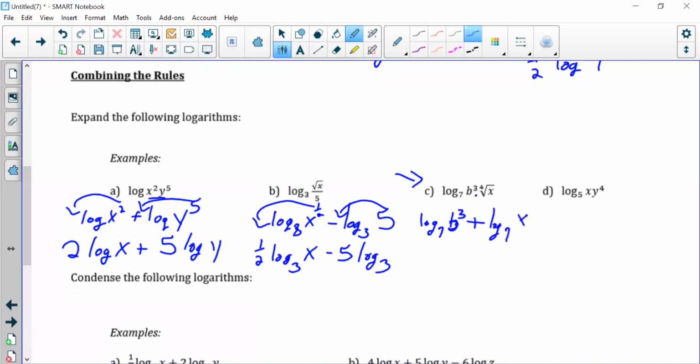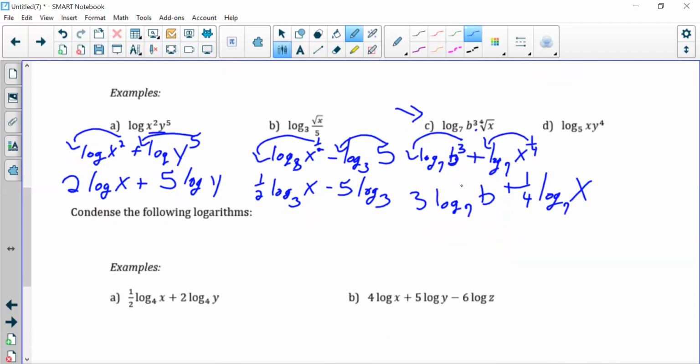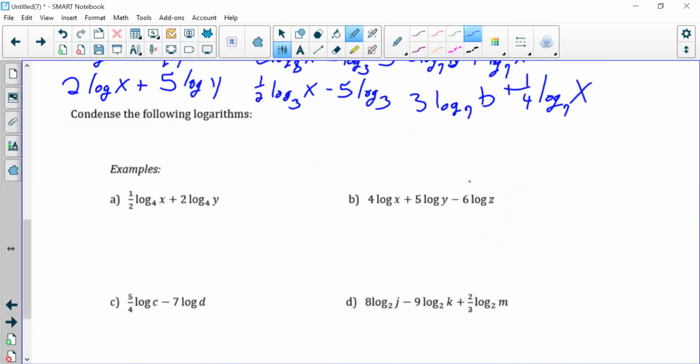And if we wanted to write the 4th root as a fraction, we're going to say to the 1/4 power. And then we do the same thing we've been doing. We just pull the exponents out front. So 3 times the log base 7 of b plus 1/4 the log base 7 of x. Everybody getting the hang of it? All right, now let's go back the other way.